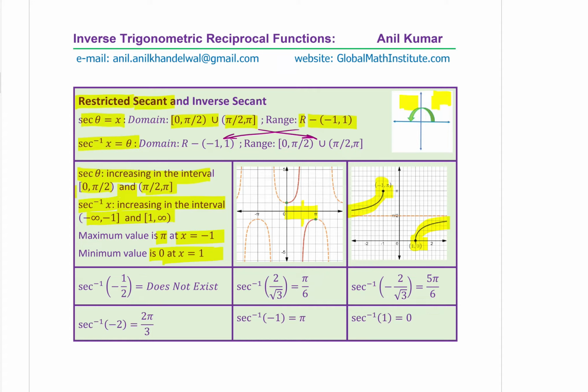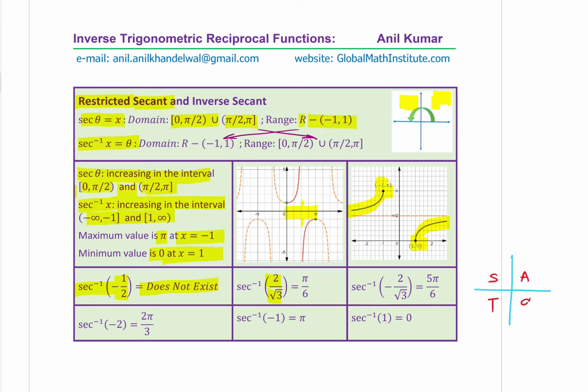Perfect. So let's calculate some values. The first one here, secant inverse minus half. Well, that is not in the domain and therefore it does not exist. Secant inverse of 2 over square root 3, you can always make your special triangles to help you answer these questions. The solutions are given here. You can do and then check with these answers. So pi by 6 will be secant inverse 2 over square root 3, and secant inverse minus 2 over square root 3 is 5 pi by 6. Let's look into this. So basically, when you're saying a negative value, you know the CAST rule, right?